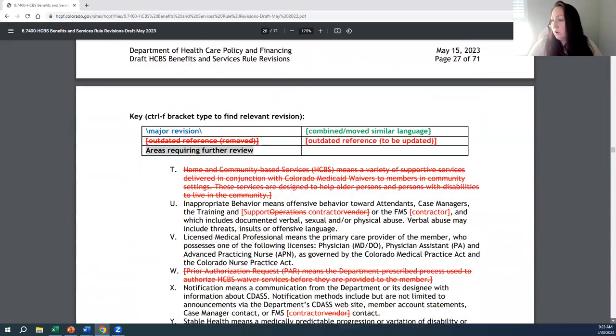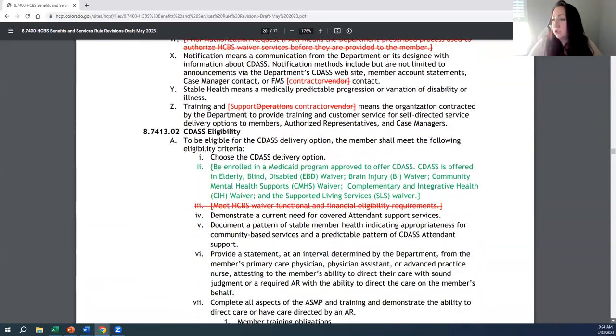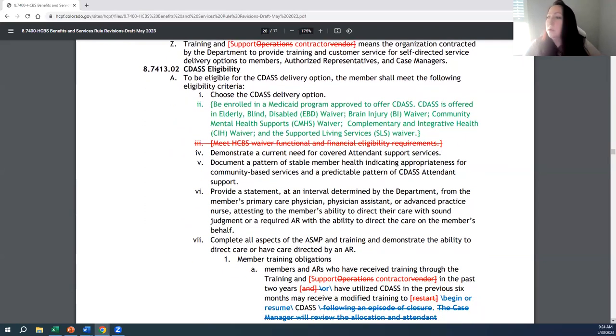Now, I know we haven't gone through very much, but let's actually finish a little bit more of this CDAS eligibility. There's some in green. So under number two, there's been some minor changes. To be eligible for CDAS delivery options, the member shall meet the following eligibility criteria. And under two, be enrolled in a Medicaid program approved to offer CDAS. CDAS is offered in elderly, blind, and disabled waivers, brain injury waiver, community mental health supports waiver, complementary and integrative health waiver, and supported living service waiver.